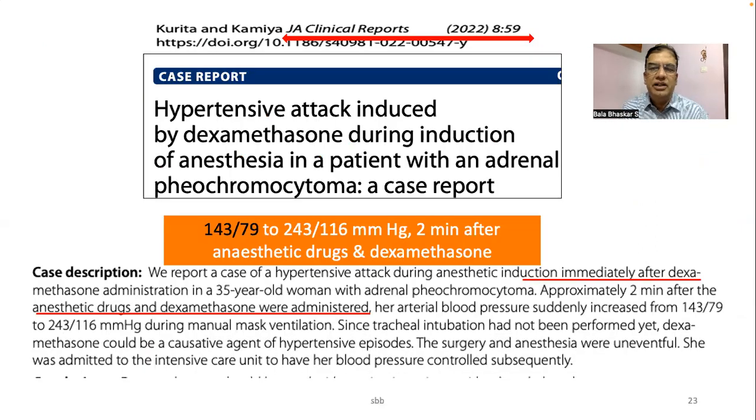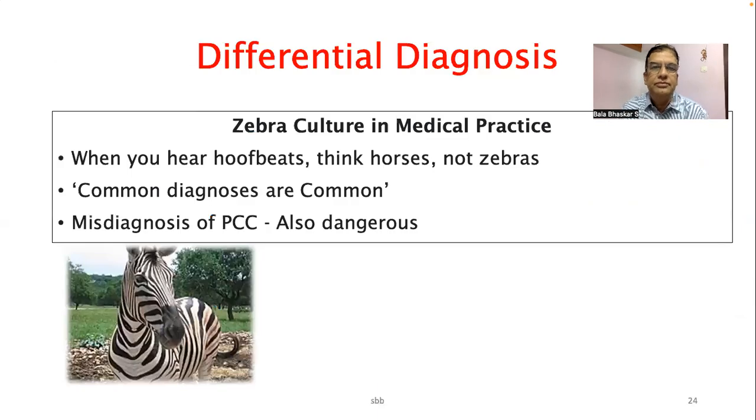In fact, this is an article where a patient was administered dexamethasone as part of antiemetic prophylaxis along with the induction agent. They found that suddenly the patient developed a hypertensive episode.